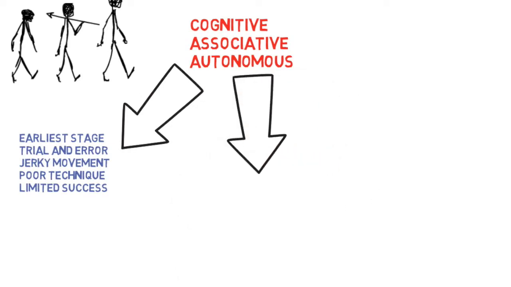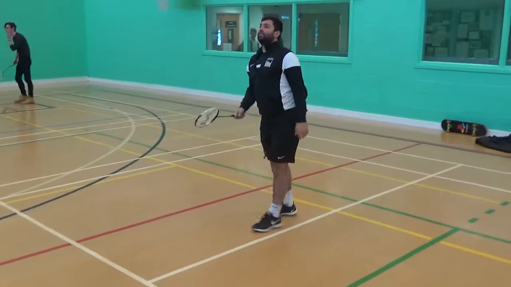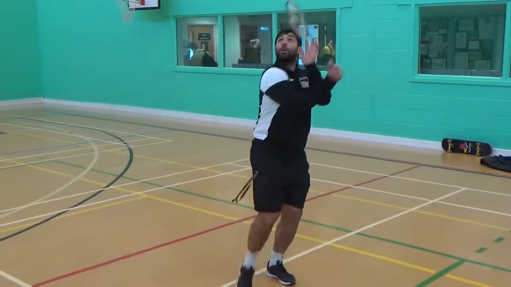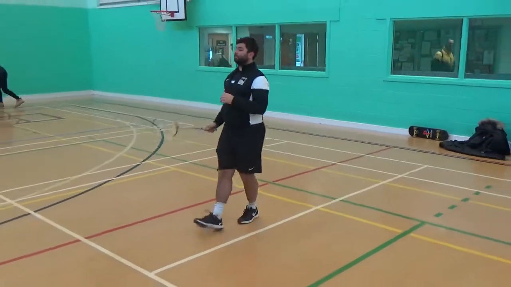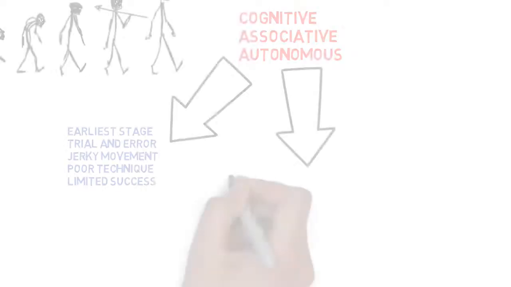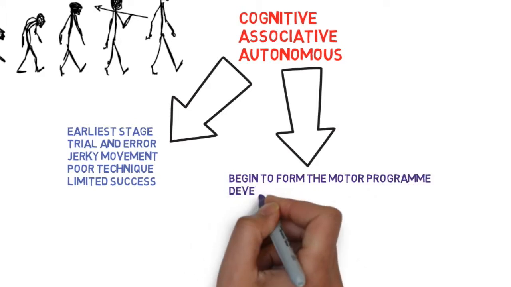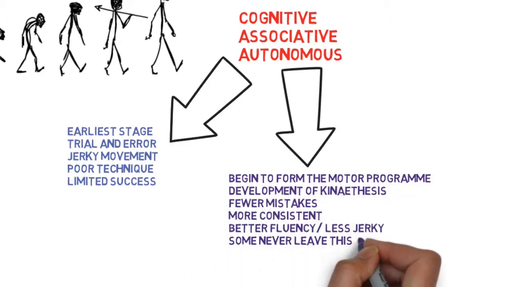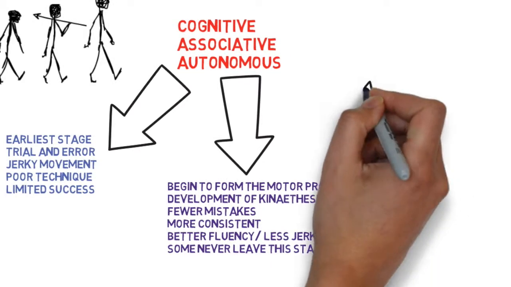Okay, so let's now look at the associative phase. So here we can see there's greater consistency in the performance of the basic skills, there's fewer errors, so therefore we can easily say this person's in the associative phase. So what you'll have seen there is the formation of that motor program, a development of the feeling, there are fewer errors, more consistent, better fluency, but interestingly some people never actually leave that stage.